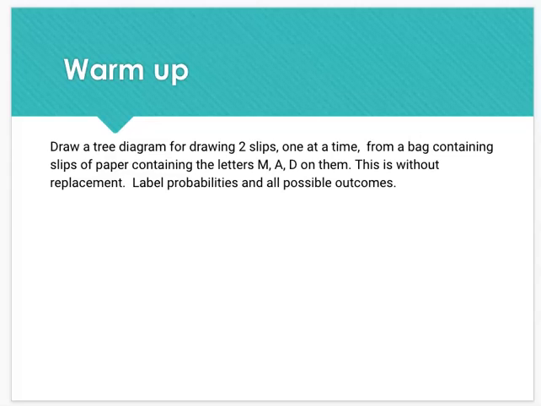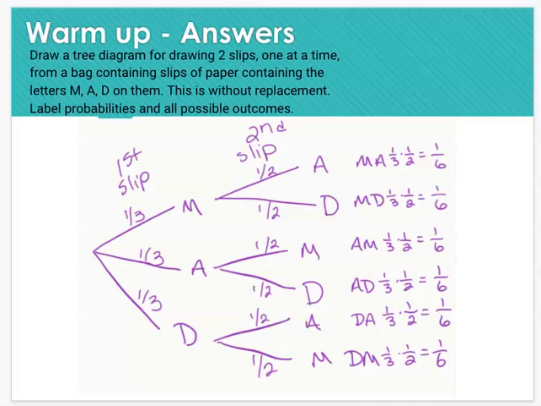Think about all that vocabulary that we talked about last week: independent, dependent, and how you draw a tree diagram. So draw your tree diagram, label all the probabilities and the outcomes, and make sure you list the total outcomes on the far right. When you're done, go ahead and go to the next slide. Is that what you got?